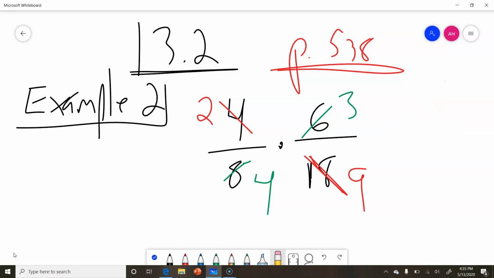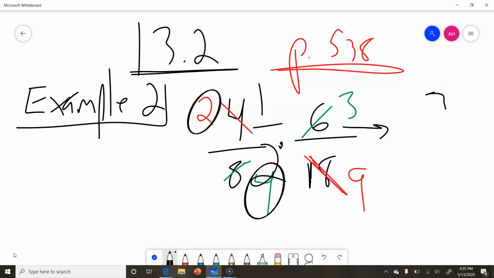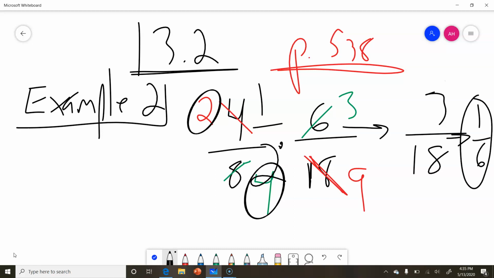So then we have this, and then I can simplify even more, because I have this 2 and this 4, and it becomes 1 over 2. And now when I multiply, I get 3 over 18, and even that simplifies to 1 over 6, right? So the idea here is that we can cross out across when we're multiplying.